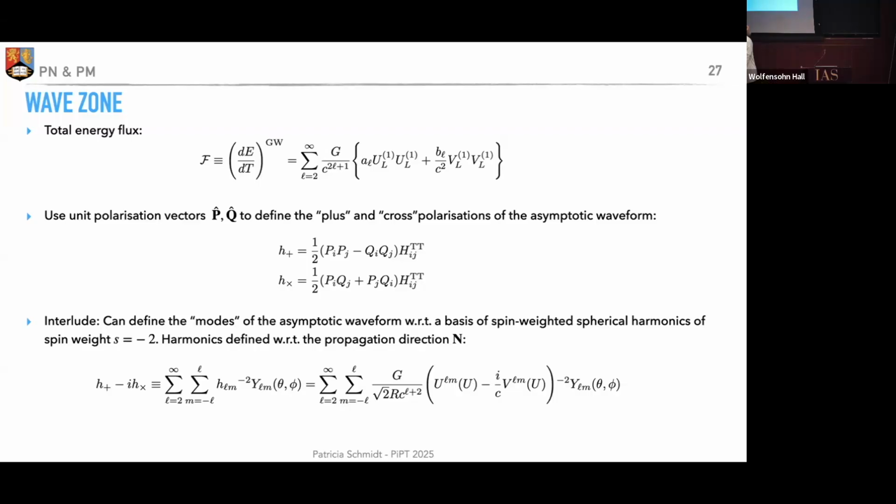That's the retarded time in radiative coordinates. Yeah, bad choice of notation. Very good. We should call it capital T_RET.